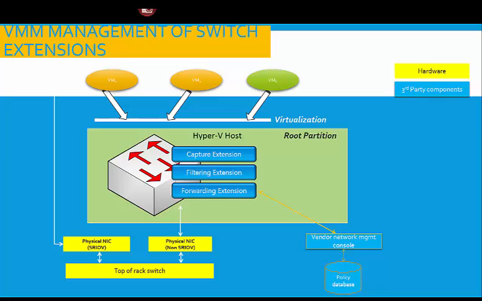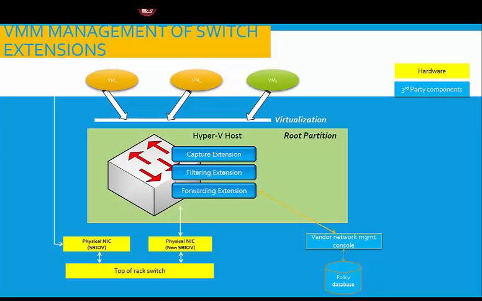So VMM management of the switch extensions. With System Center 2012 R2, if you add a virtual machine switch extension to a virtual machine in Virtual Machine Manager, you can use a vendor network management console and the VMM management console together. You can use configuration settings or capabilities in the vendor network management console, also known as the management console for the forwarding extension, and then use the console and the virtual machine management server in a coordinated way.